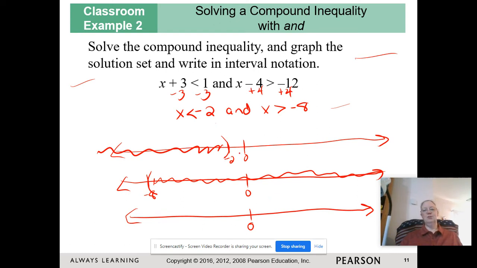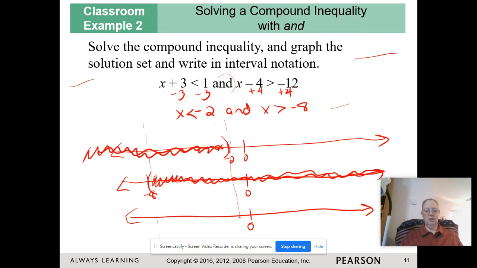Here's why it's important to draw the number lines all lined up in this fashion. Because what we're looking for is the intersection. Remember, it's and, that's the intersection, the overlap. Where did I shade the top number line and the middle number line at the same time?